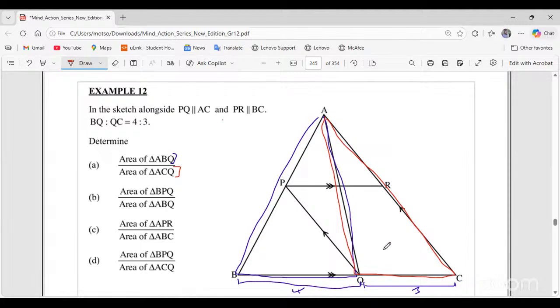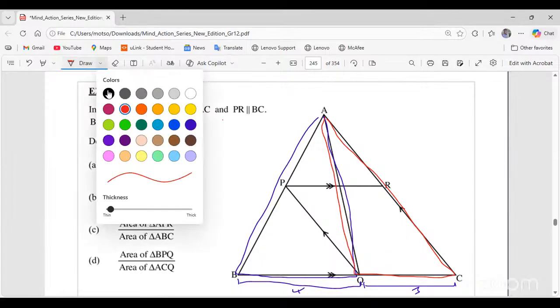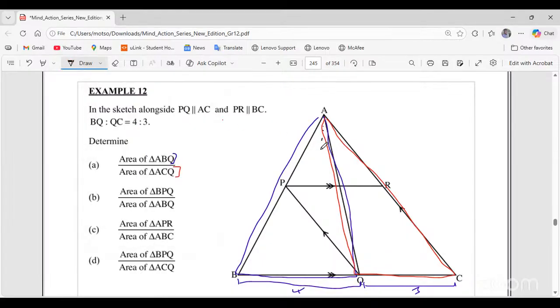We see there is no angle that is common in the two triangles, but we have some height here that I can construct. There we go, such that this height is perpendicular to the base of these triangles. So we name this height h.